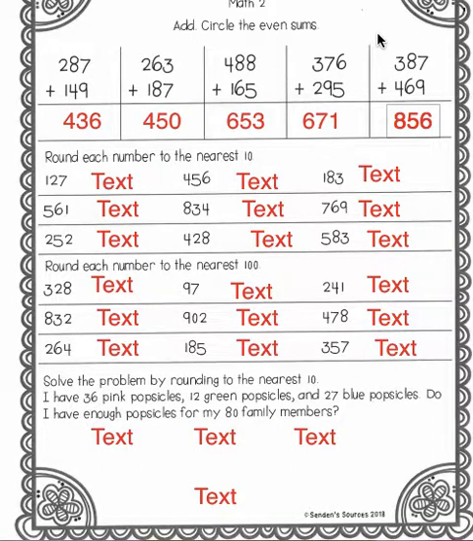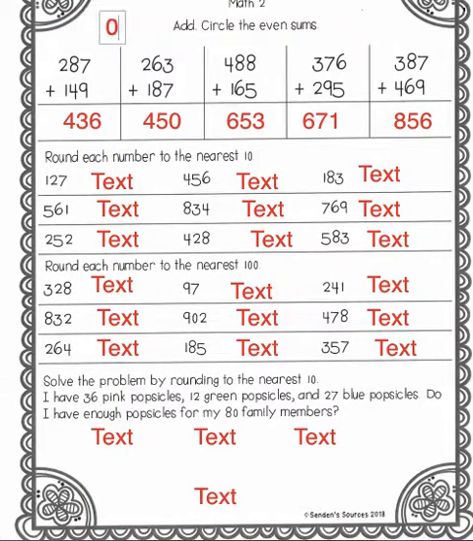So I'm doing page 16. The first set of directions was to add and circle the even sum. I already did the adding. If you have any questions about this adding, please send me a message on Dojo or send me an email. I would be more than happy to help you. It's just hard for me to make all the numbers on here, but like I said, I would be more than happy to help you. So please reach out. And then it wants us to circle the even sums.